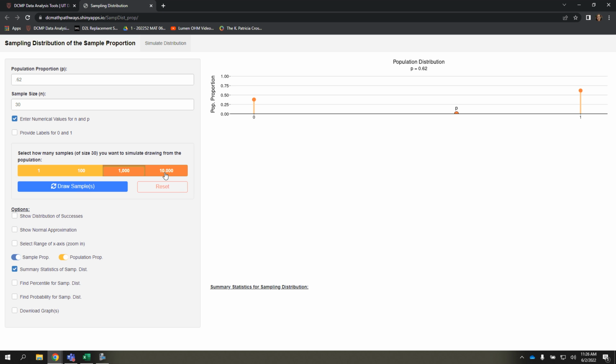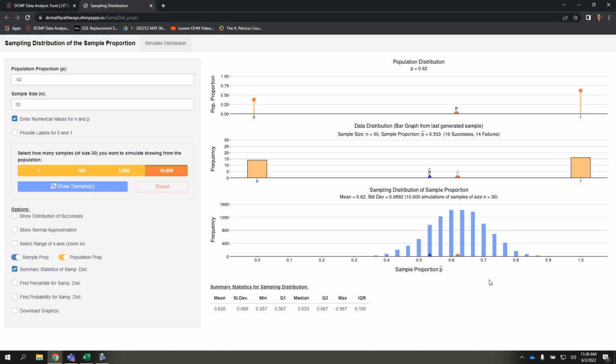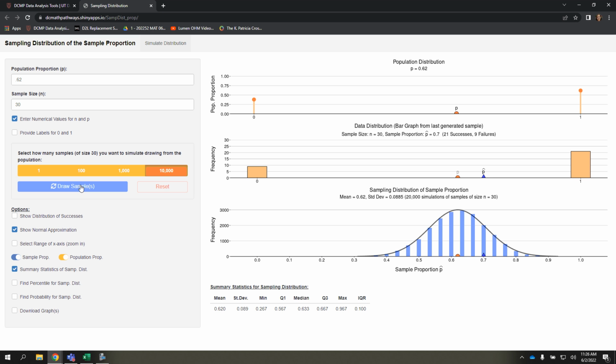So again, if we did this one more time for 10,000, notice that again, it's getting closer to that visual of the normal approximation. I'm going to check this box just to show you how it kind of fits in here. So if we were to keep drawing samples, so let's say we just did this again and again to see what happens. Sometimes the mean might change a little bit. Sometimes it might be a little bit higher. Sometimes it might be a little bit lower. But it's always going to be very close to that population proportion of 0.62.